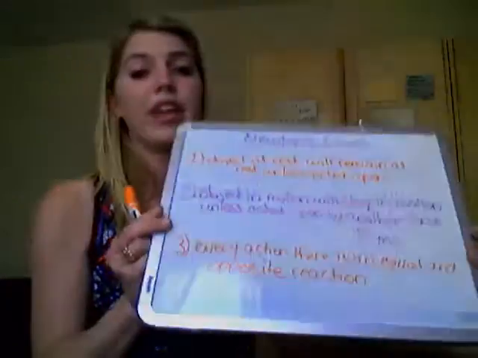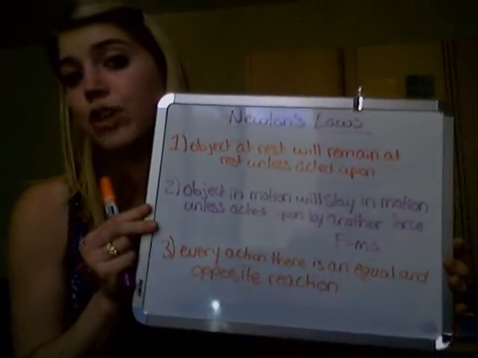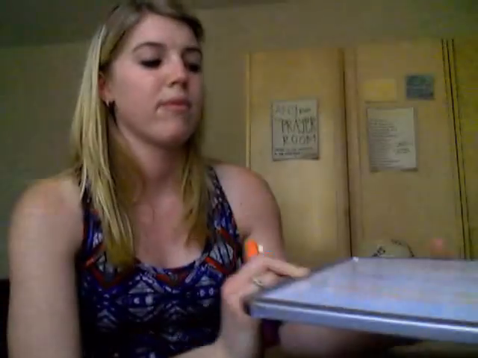Newton's third law of motion is for every action there is an equal and opposite reaction. So this one's kind of fun to show because I'm going to use this balloon and I'm going to blow it up, but I won't tie it so it won't fly away. So Newton's law, what he means by this is that whatever is done to an object, the object does the same thing back to the object.